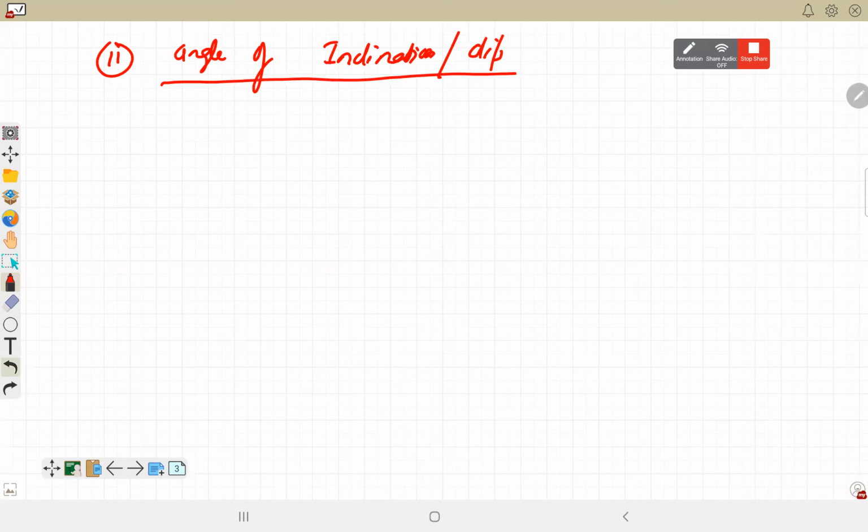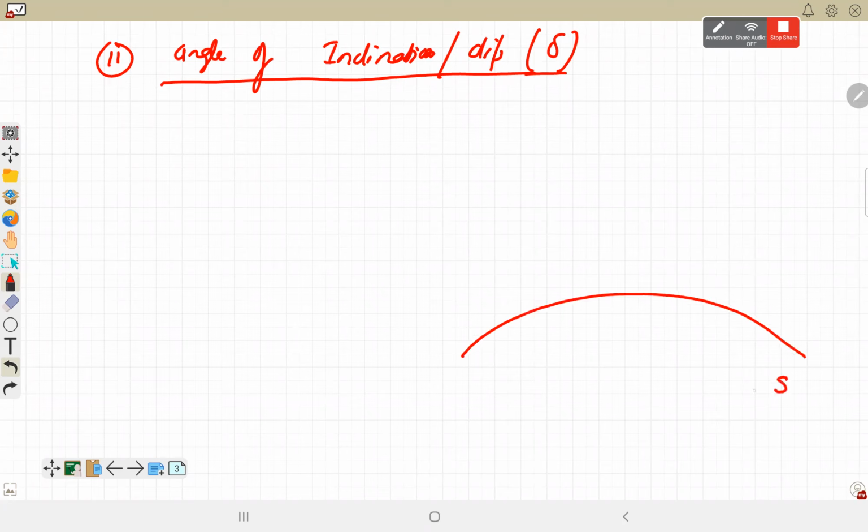There are two different angles, and let's say we denote it by delta. But before that, one more component is required, that is called horizontal component of Earth's magnetic field. So if we see from the side view, this is the south pole of Earth, this is the north pole of Earth.